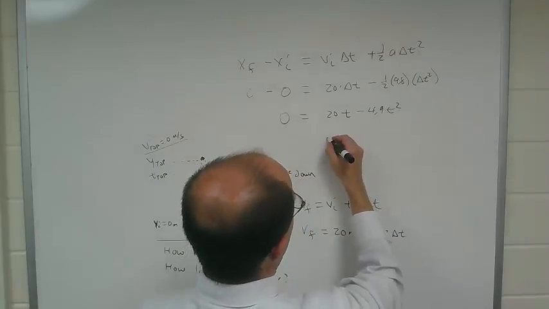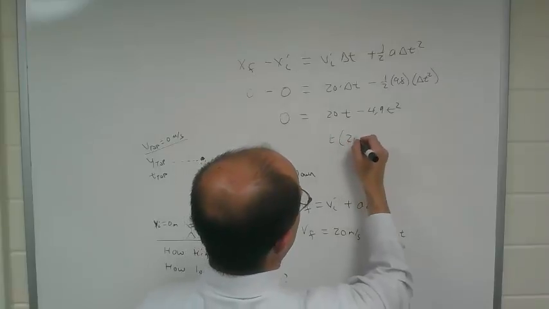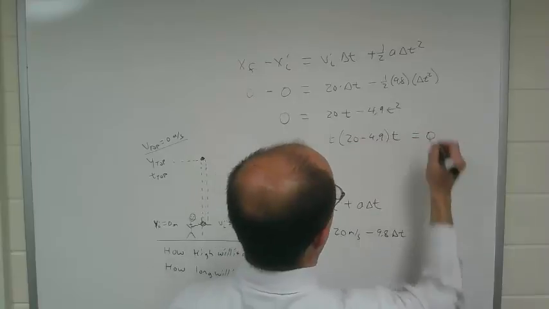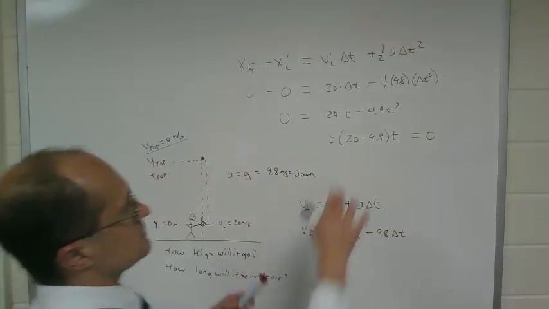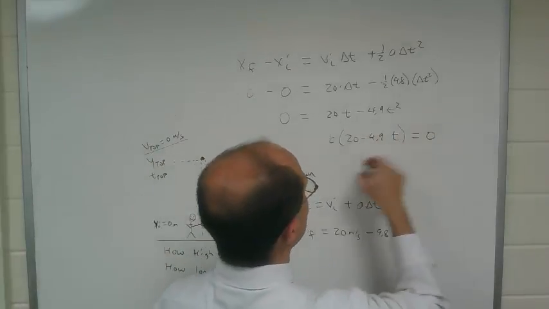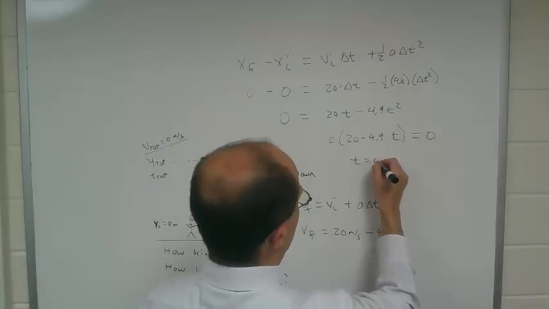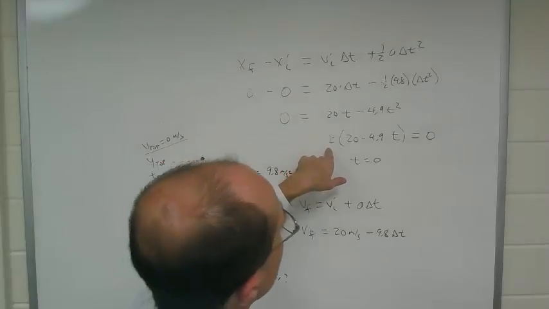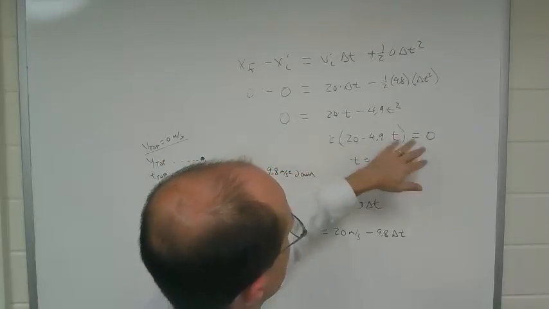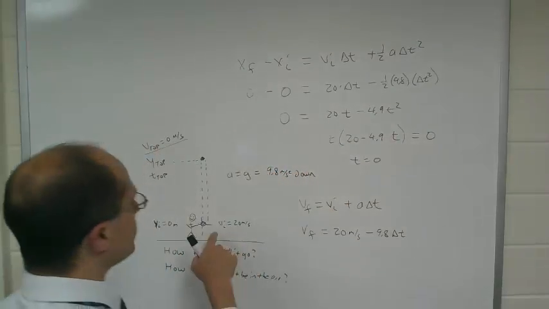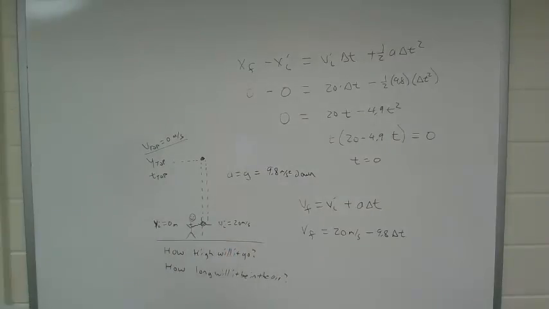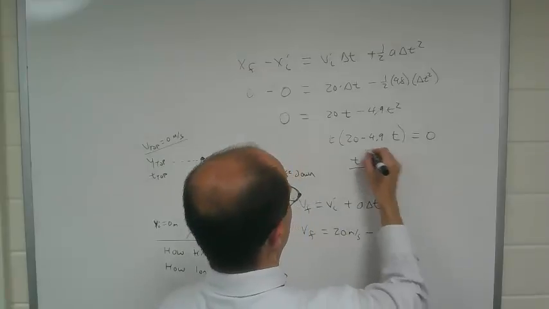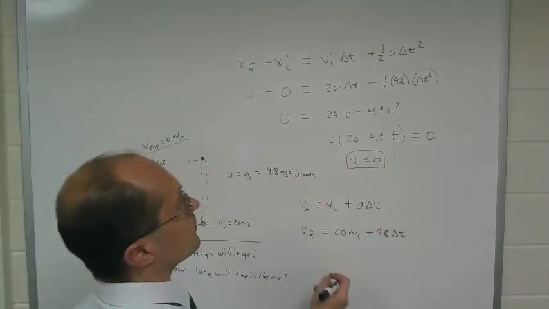We have two possible things. We can factor out a t, and we have t times (20 minus 4.9 t) equals 0. So one of the solutions is that t equals 0. That's an immediate solution. If we plugged in t equals 0, we would see that 0 times everything is 0. And that's one of the solutions. That's when the ball is in my hand before it leaves.